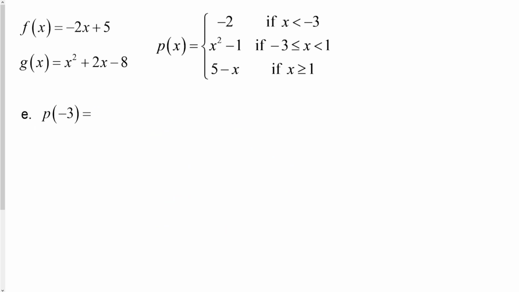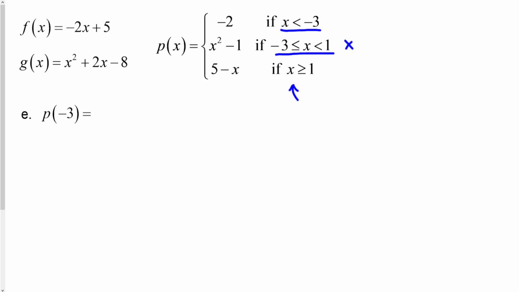Part E, evaluate p of negative 3. So again, we're evaluating the piecewise defined function, which means I need to come over to my domain restrictions first and see which one applies. So I have negative 3 listed here and negative 3 listed here as well. So we're not going to be on the first domain, because in the first domain that's all the x values that are less than negative 3. So it doesn't include negative 3. That means we're going to be on the second function.